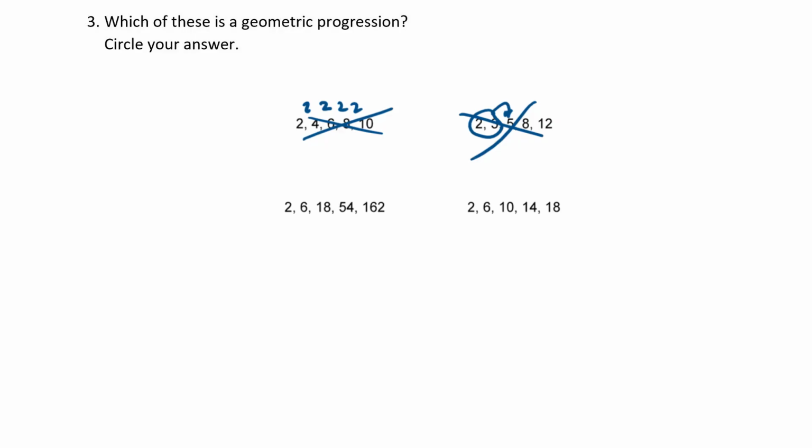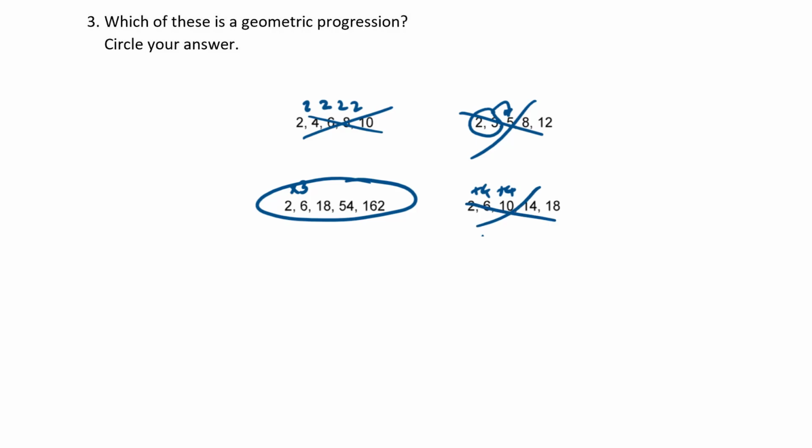Third sequence, 2 to 6, well, it's add 4, but another way of thinking about it is it's 3 times bigger than the one before. 6 times 3 is 18, 18 times 3 is 54, and 54 times 3 is 162. So this is going to be GP. The last sequence is also going up in 4s, so this is another arithmetic progression, so that's not the one we want either. It's this one here, 2, 6, 18, 54, 162.